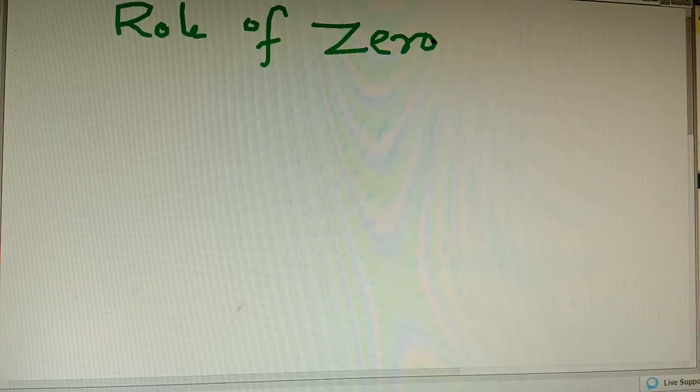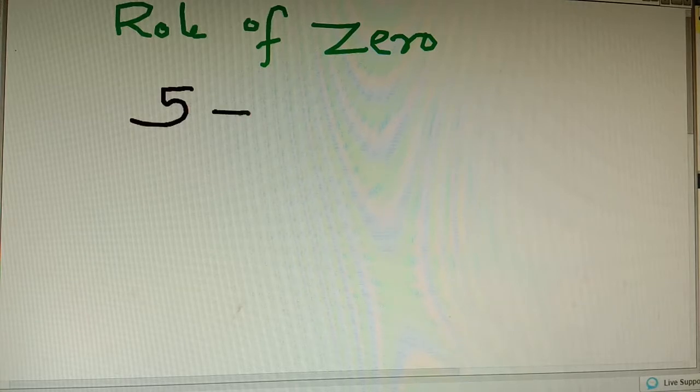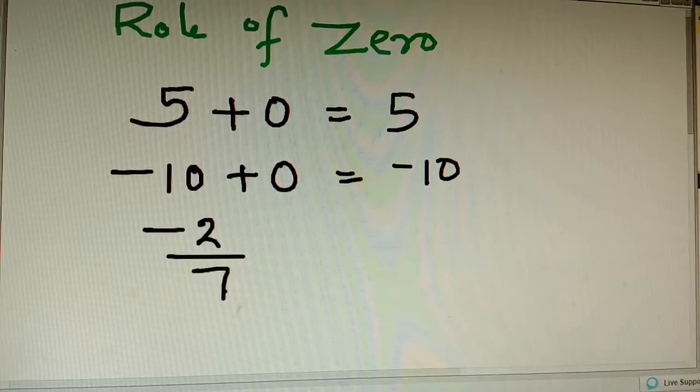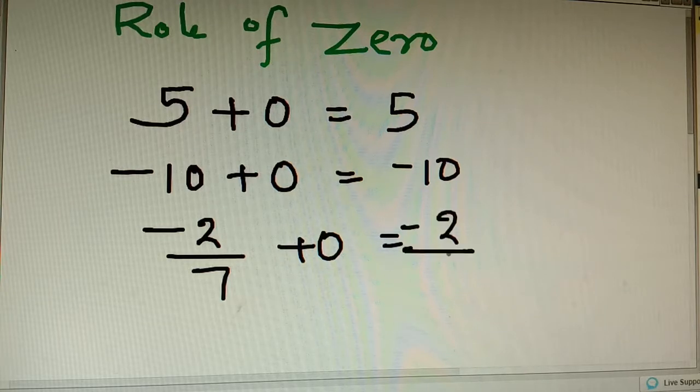Then what is the role of 0 in multiplication or in addition? Okay, in addition, if I add a 0 with any number, as an example 5 plus 0, that is 5. If I take another number negative 10 plus 0, these all are rationals. Negative 10 plus 0, then negative 10, then another rational negative 2 by 7 plus 0, that is negative 2 by 7. That means if we add 0 with any rational, there will be no change.